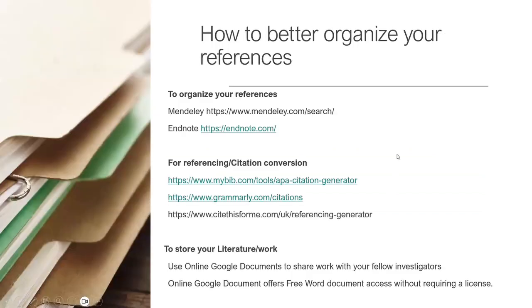How to organize your references. There are certain websites that you can use. One of them is called Mendeley. It's free. EndNote is free as well. It will help you organize your references for the end references.